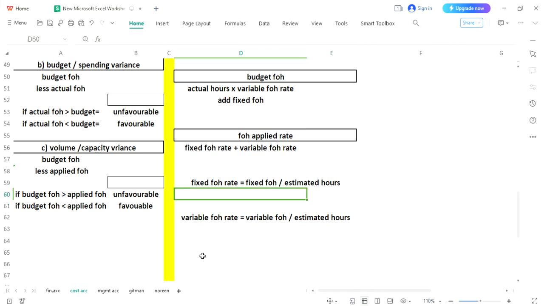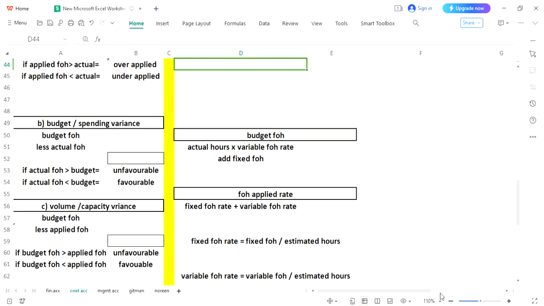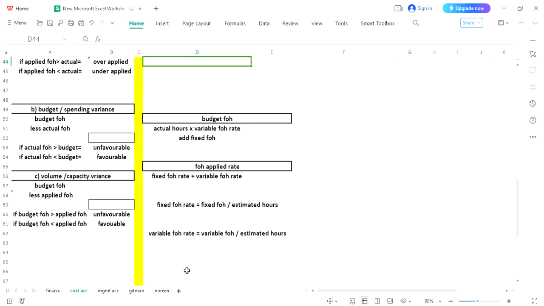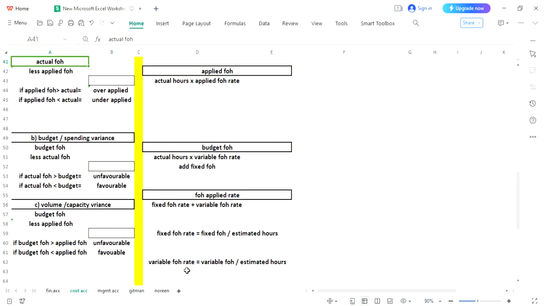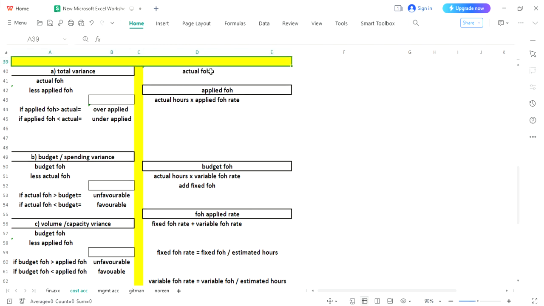Here you can see, consider that this is your left page. Let's minimize more so that everything comes in a single screen. This is the left page of your working, where you will calculate total variance at the very first stage, and then you will calculate budget variance, and then you will calculate volume variance. Keep in mind, you would not be able to calculate these variances without completing the inputs present on your second page.